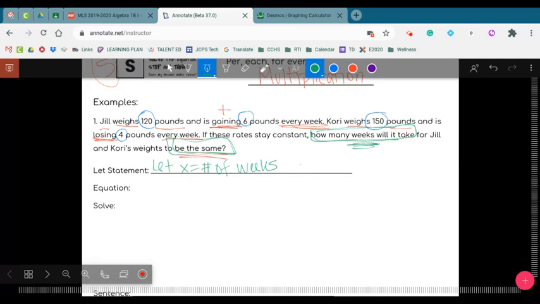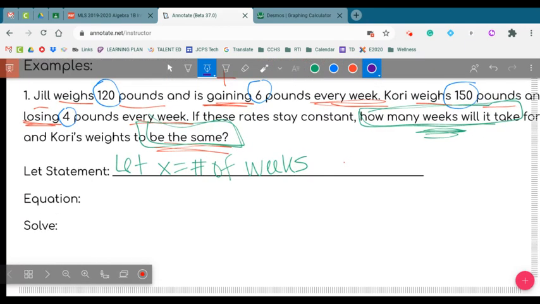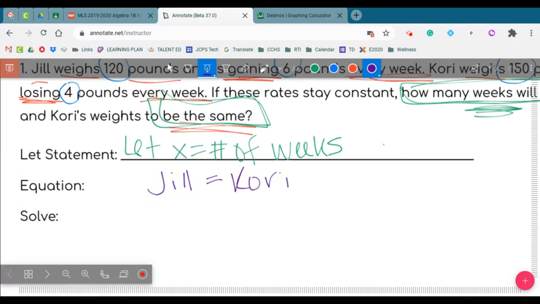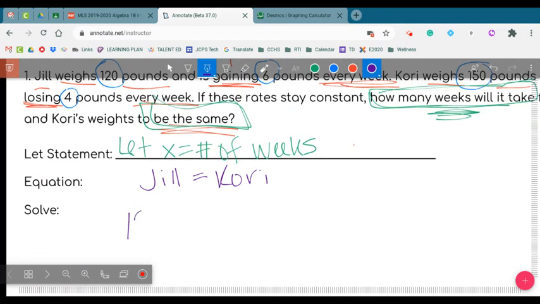Now our equation, I want you to think about this. Their weights have to be equal, so there's going to be an equal sign in between. Jill's weight has to equal Corey's weight. Jill is at 120 pounds and is gaining 6 pounds every week, so she's going to be 120 plus 6x, because x is our number of weeks. While Corey is at 150 pounds and is losing, so it's going to be subtracting 4 pounds a week. That's going to be our equation.